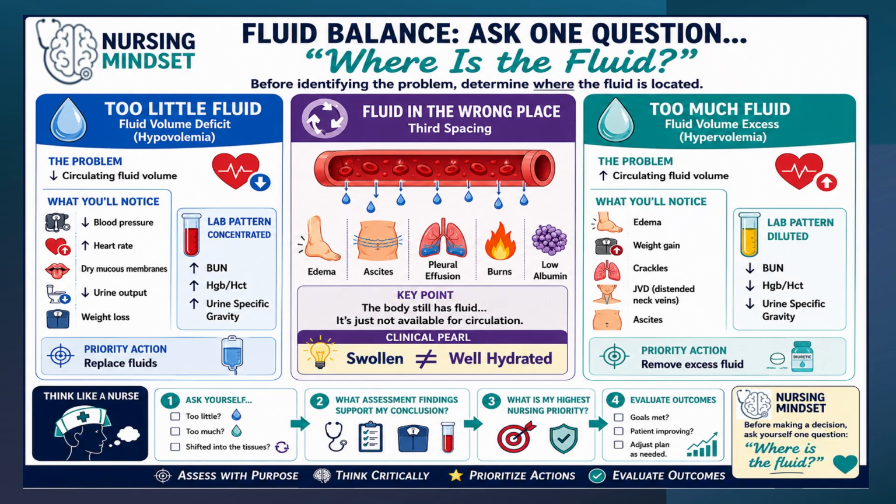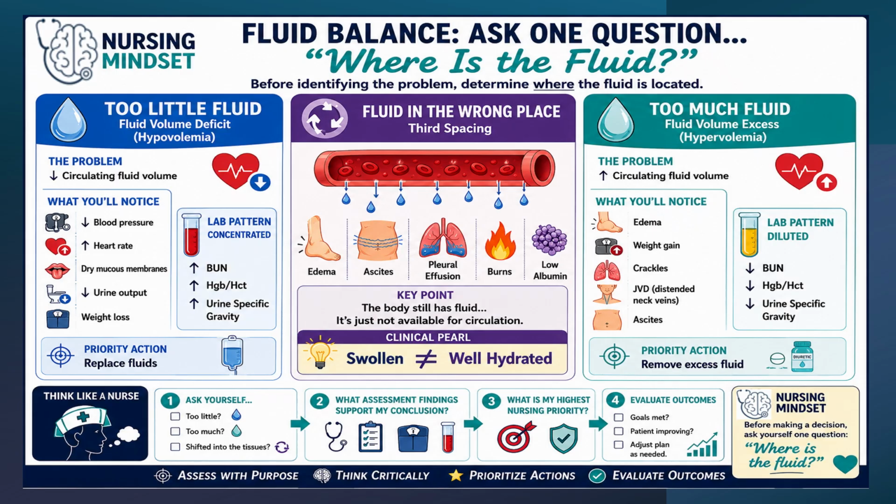The laboratory values follow that same pattern. Instead of becoming concentrated, the blood becomes more diluted. This is what we call hemodilution. Extra plasma dilutes many of the blood components, so laboratory values like the BUN, hemoglobin, hematocrit, and urine-specific gravity all decrease. Again, don't just memorize the list, remember the pattern. More water equals hemodilution.